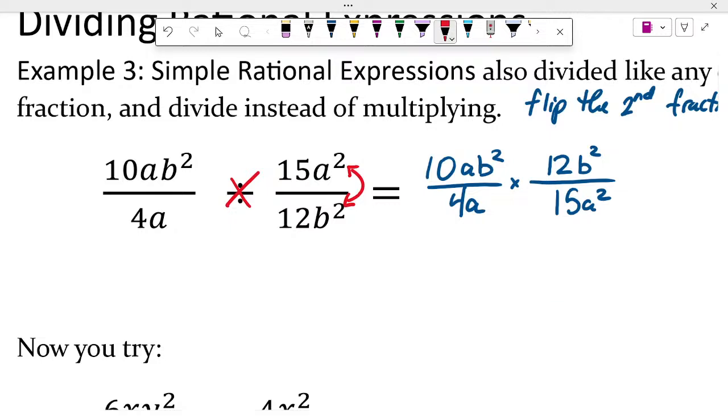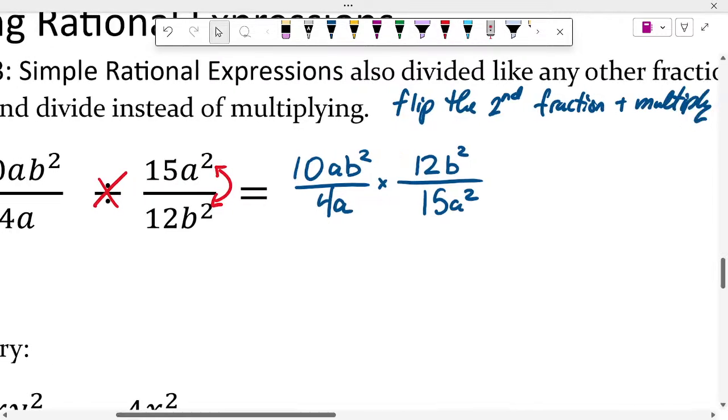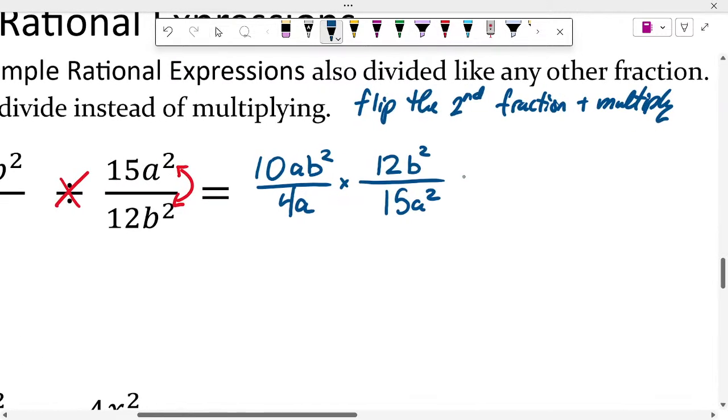When things are multiplying, you just multiply numerator times numerator, denominator times denominator. And when it's division, you flip the second fraction and you change it to multiplication. And now we just do numerator times numerator, denominator times denominator. But hey, before we do that, does anything cancel?